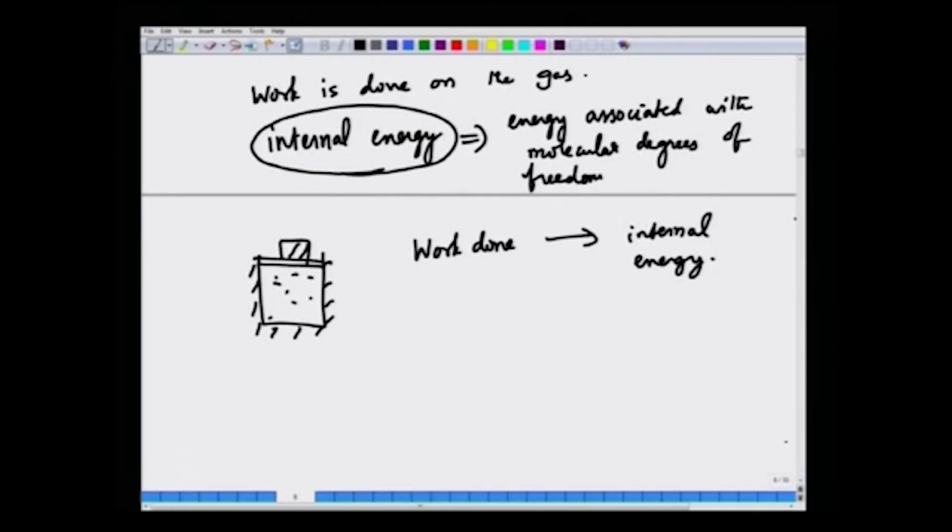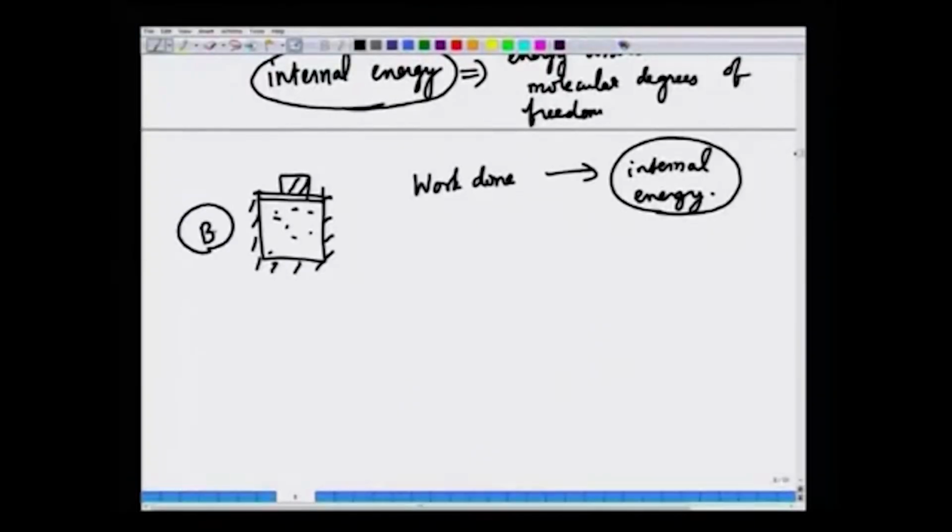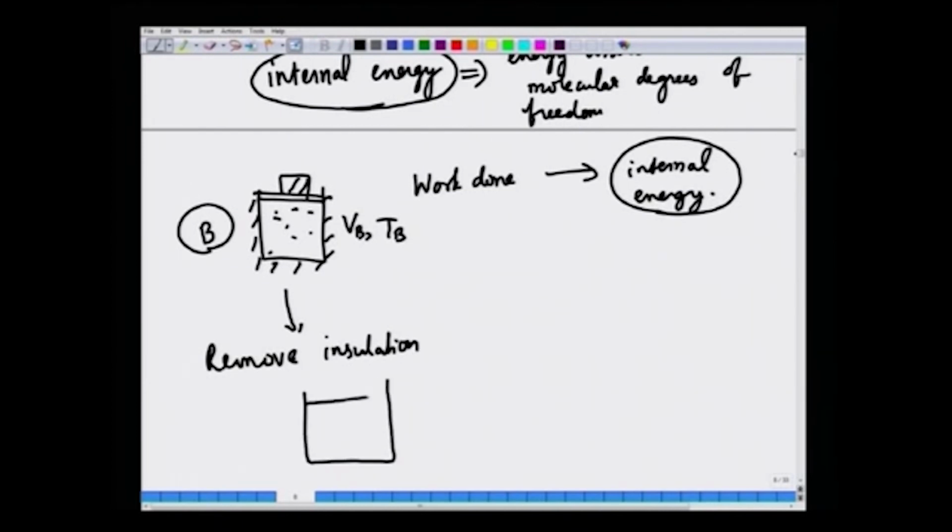Now, is this the only way to change internal energy? The answer is no. We can also change internal energy through an entirely different route. So, imagine in state B, the gas is in state B with volume VB, temperature TB. Now, imagine removing the thermal insulation, thereby you are now allowing the piston cylinder assembly with gas present at temperature Tb to transact energy with surroundings by virtue of transfer of heat.